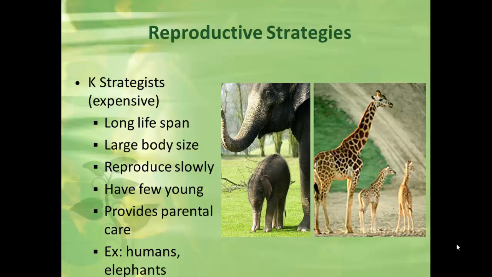You can also have K strategists, which are what humans are. These are the expensive strategists. They're going to have a longer lifespan, a larger body size, they're going to reproduce slowly, have few young, and provide a lot of parental care. Another example of this is elephants.